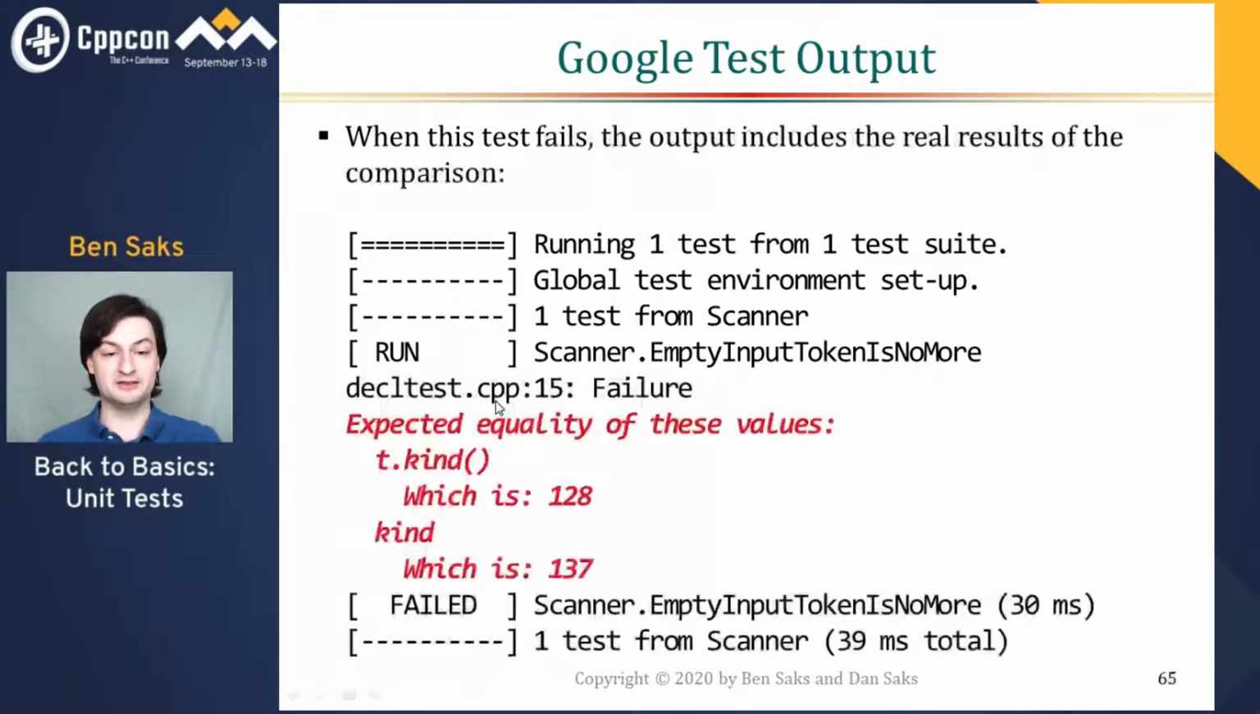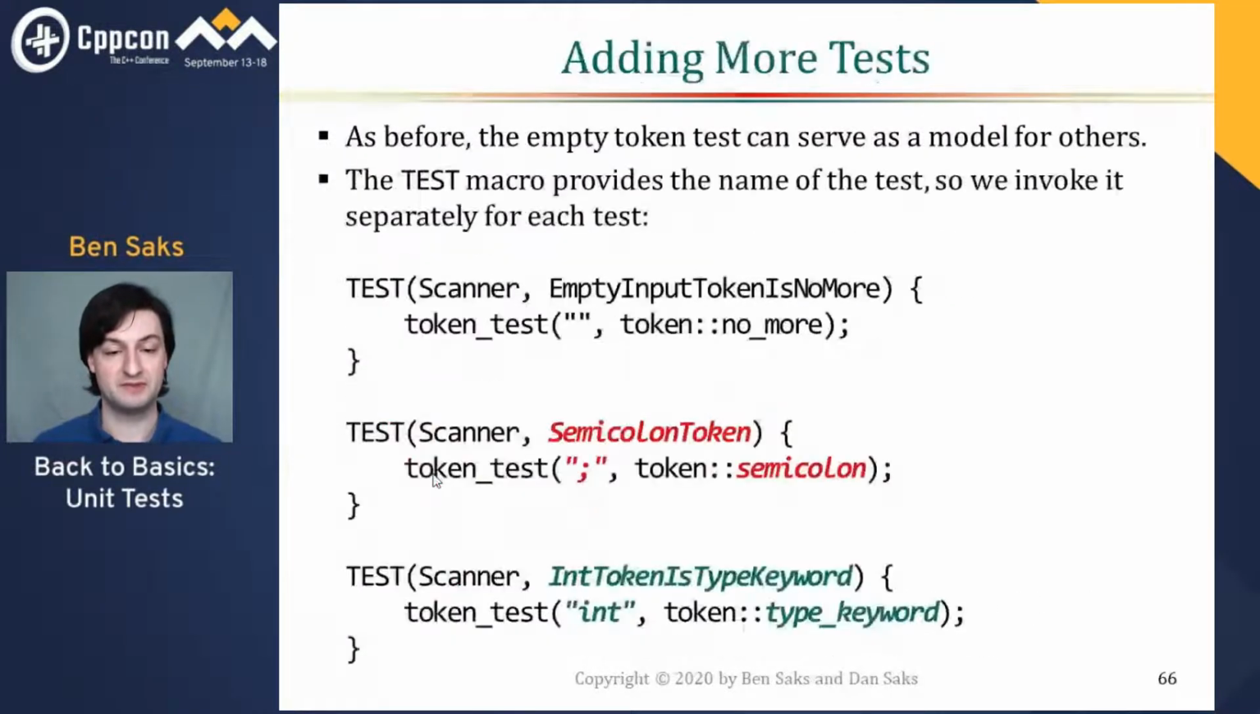If it had failed, the output would include the real results of the comparison. That is, it tells us what the two values that were being compared actually were, which gives us a little bit more insight into what might actually be going wrong. I may not need to go into the code, modify it to have some output statements and things like that. I might be able to figure it out just from this message. So the failure would look something like this.